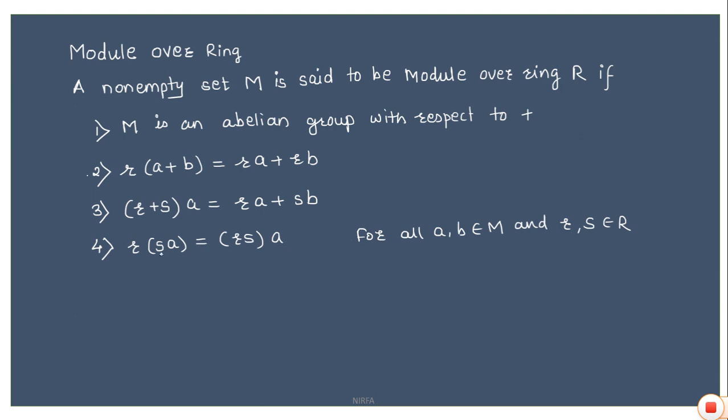Here in the product SA, S is a member of R and A is a member of M. So this product of elements of M and scalars from R is distributive over the addition operation, and it is compatible with ring multiplication.